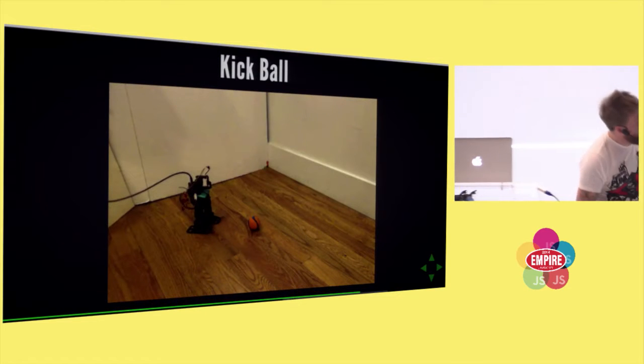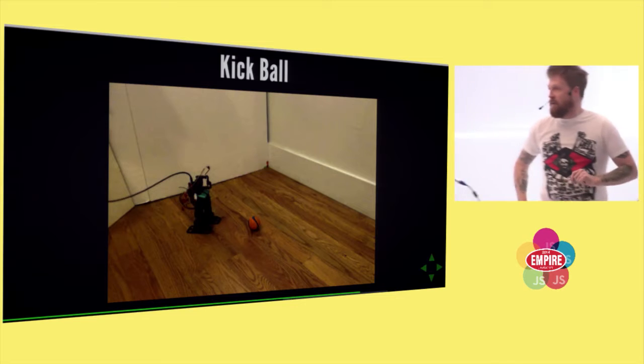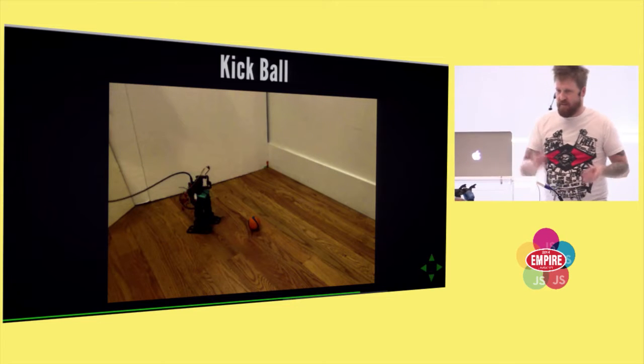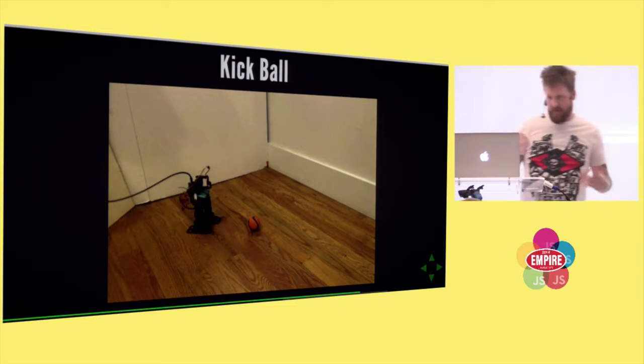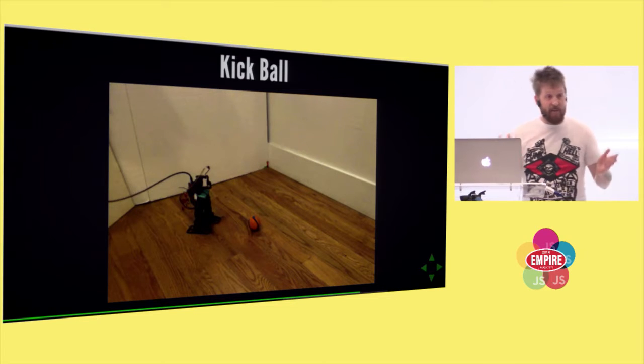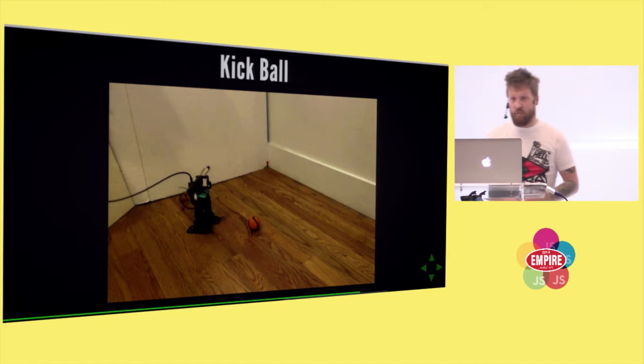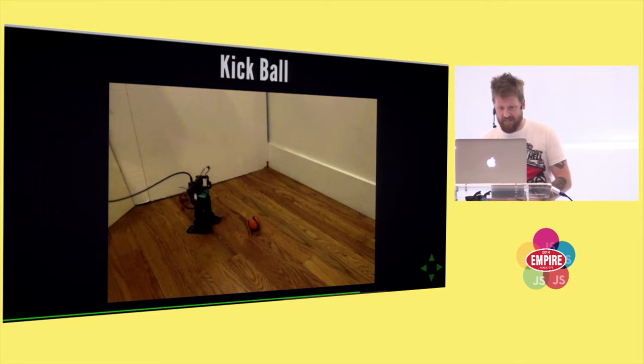So, all right, that's actually not that bad. You can see what's going on here, right? There is obviously a little character on the screen, and there's a ball in front of him in my kitchen and living room area, which I'd like to thank my wife for letting me take over for the last 2 weeks in preparation for Empire.js.